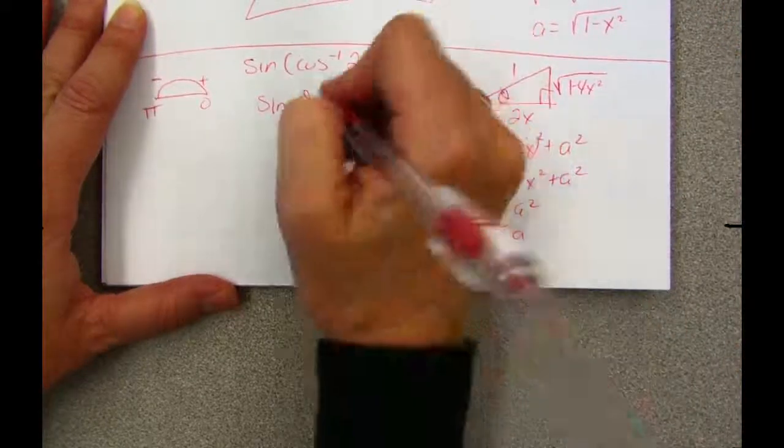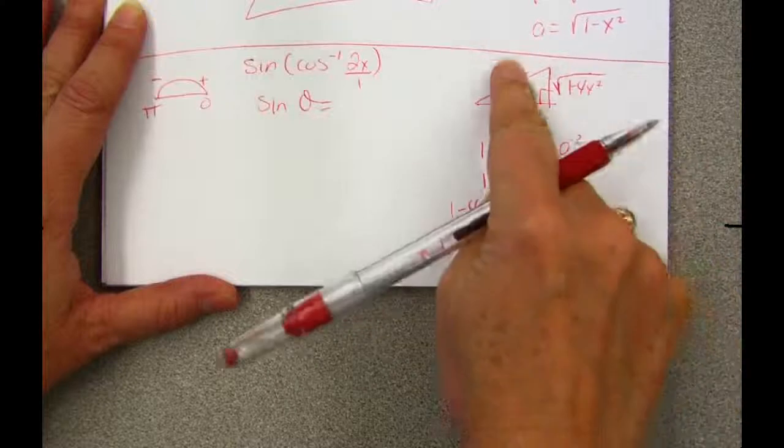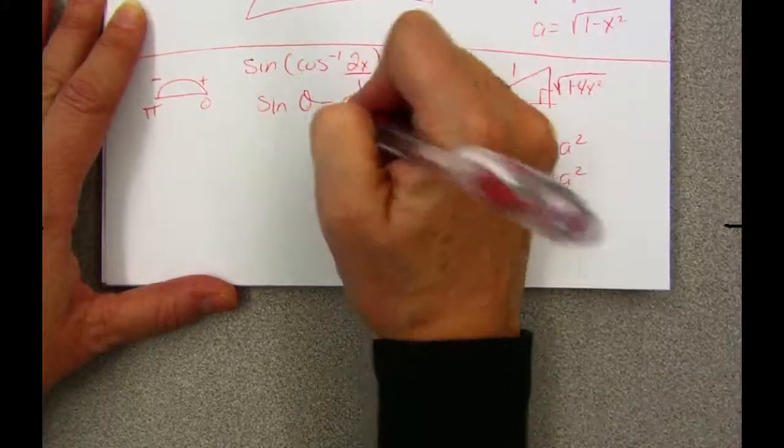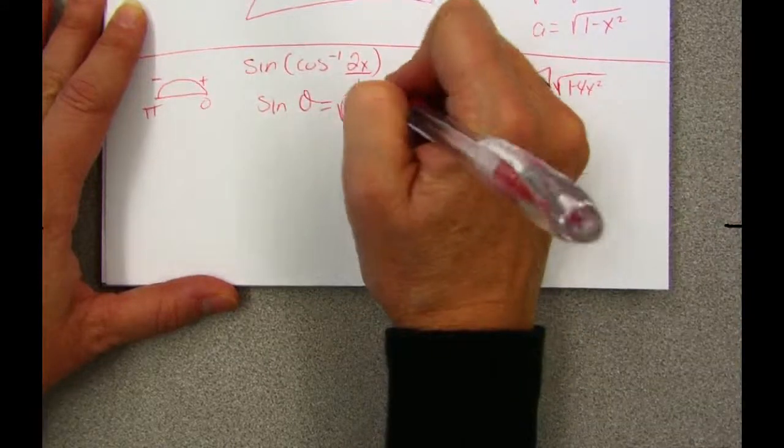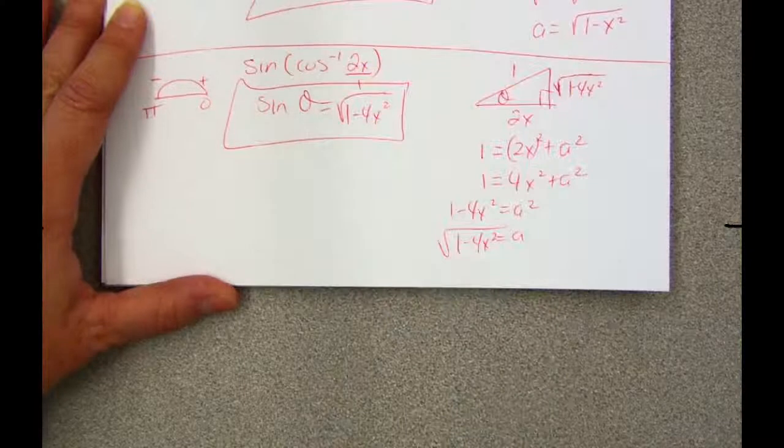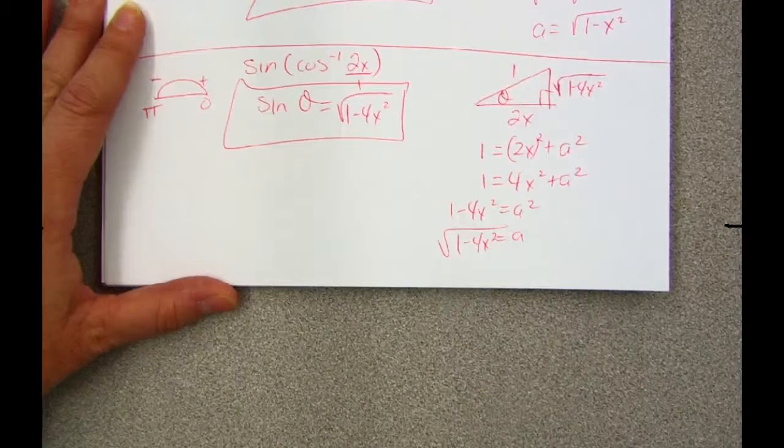So sine is going to be this over this, but since it's over 1, it's just going to be the square root of 1 minus 4x squared. So all I'm doing is simplifying. I actually can't come up with numeric answers because I have variables.